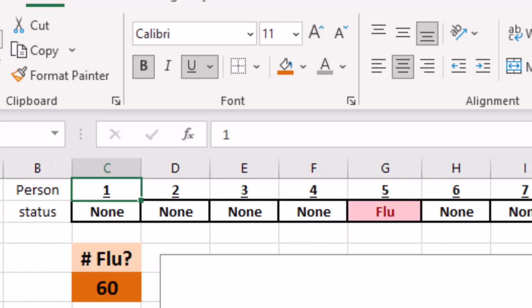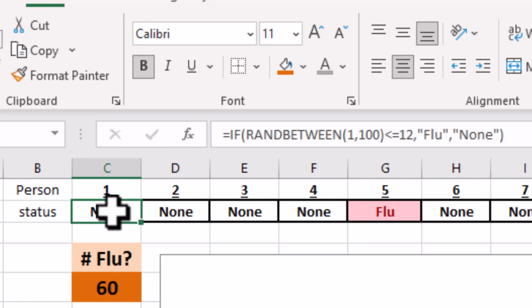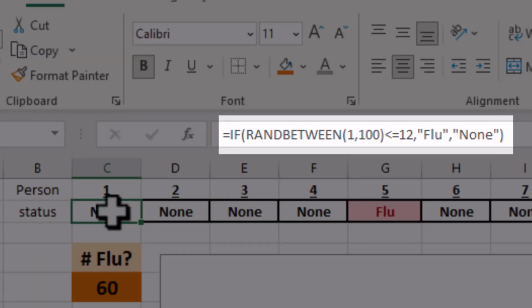And then we've got their status, whether they have the flu or not. Now, how are we deciding? Right there, my dear friends, is the 100-sided die. It's going to generate a random number between 1 and 100, just like our 100-sided die. And then if it comes up 12 or less, they're going to have the flu. And if it comes up 13 or more, then they're not going to have the flu.